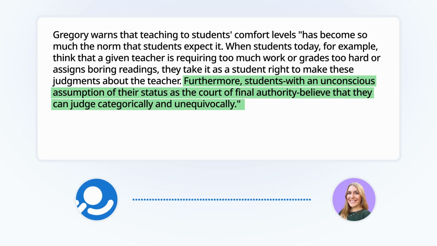But so far, what's the big picture of this paragraph? What do you need to know? I mean, one is students expect teachers to teach to students' comfort levels, and the other is this idea that students think they can judge teachers, right? Yeah. And those are big ideas that come up in this paragraph.